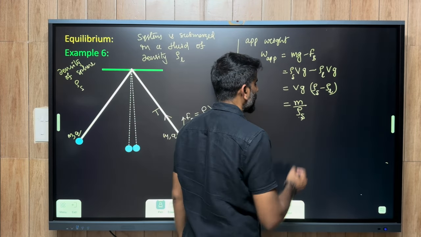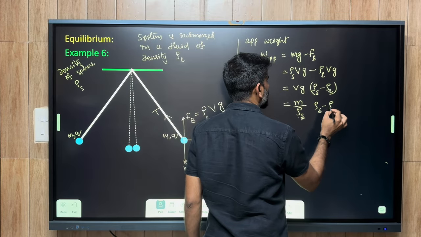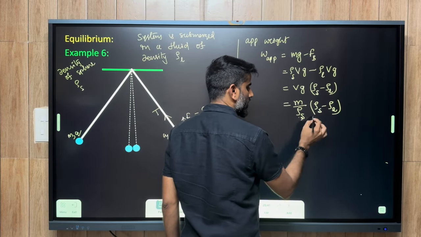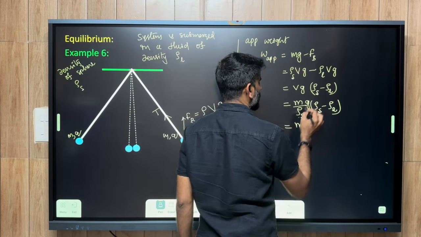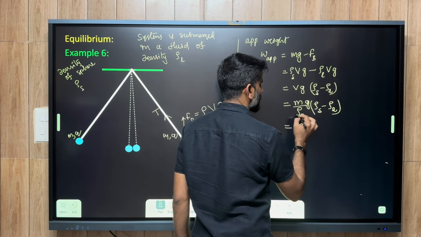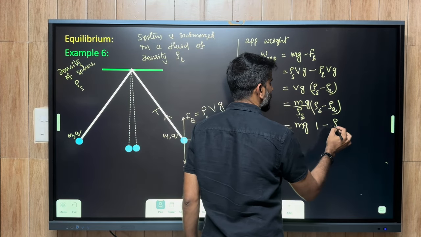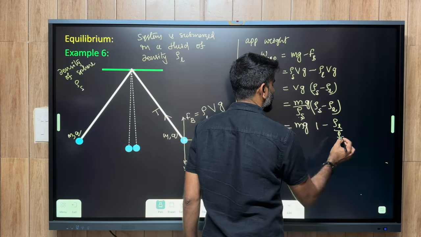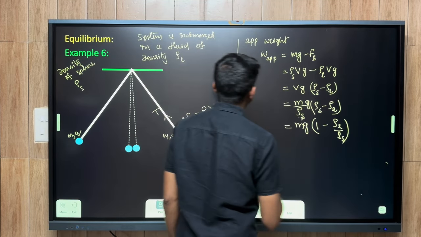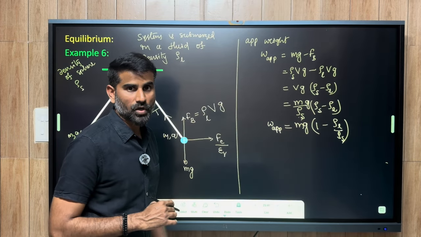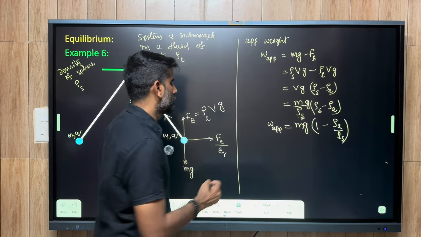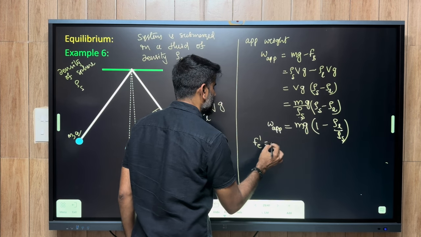Okay. Now m by rho S, and we have rho S here and rho L again. Now if I want to simplify further, mg is here. I forgot to write it. Mg, rho S by rho S is nothing but 1 minus rho L by rho S. This is the apparent weight.